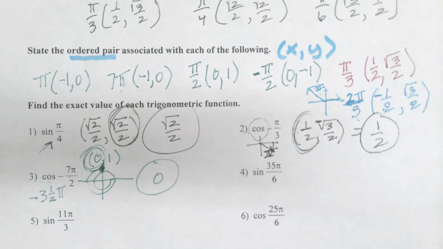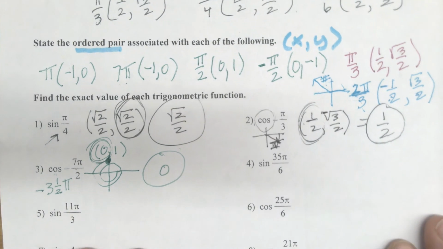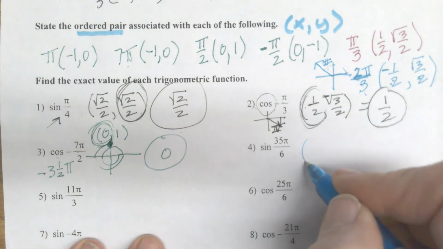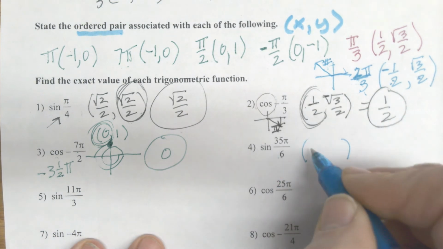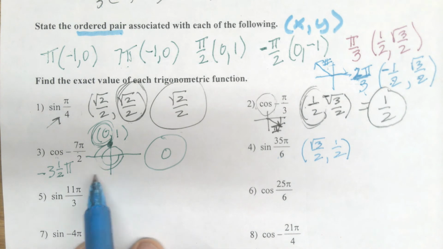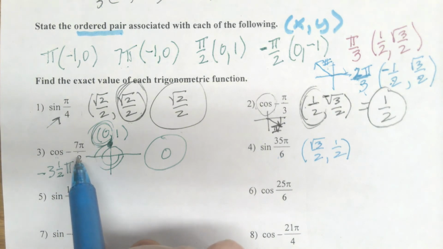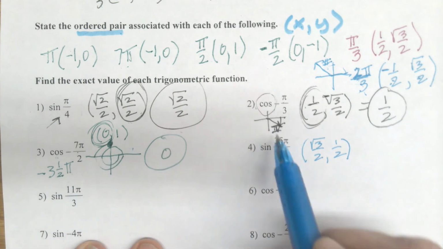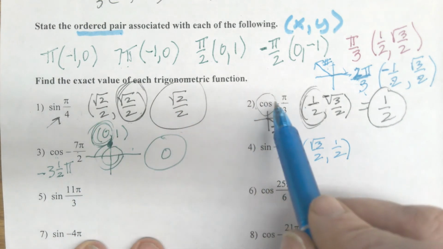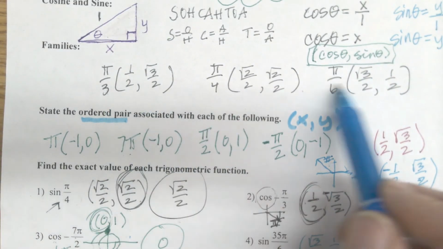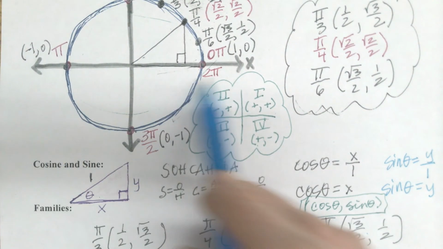The sine of 35 pi over 6. Again, I go to the family. The pi over 6 family is the square root of 3 over 2, comma 1/2. Well, why didn't I go to the family on this last one? Because any whole pies or half pies are on the axes. And then the families are the pi over 4, pi over 3, and pi over 6. So you're either going to be looking at one of these families or one of these axes.